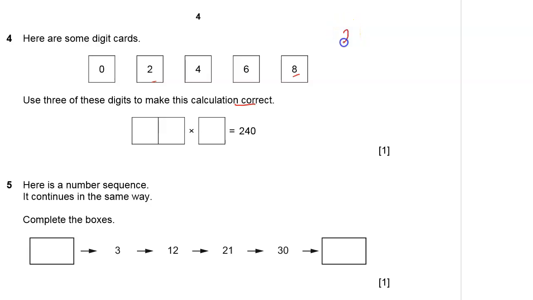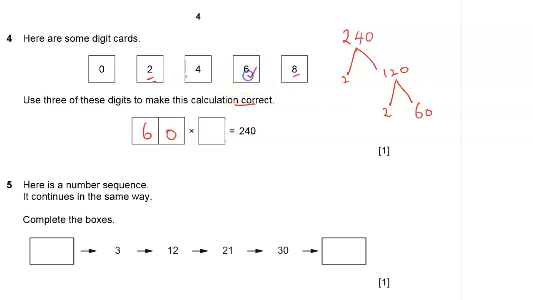Therefore, to do that, we need to find the factors of 240. Start with the smallest digit, which is the digit 2 right there. So 240 divided by 2 gives us 120. 120 divided by 2 will give us 60. So now we have digits that appear in our digit cards, and we can comfortably put our 6 there and 0 to give us 60.